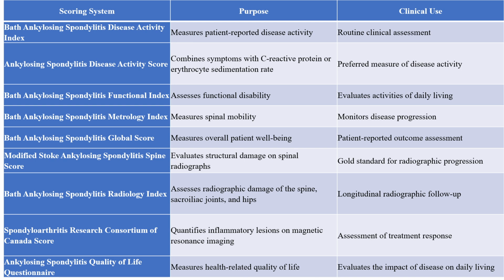The Bath Ankylosing Spondylitis Radiology Index measures radiographic damage across the spine, sacroiliac joints, and hips, while the Spondyloarthritis Research Consortium of Canada score measures inflammatory lesions on magnetic resonance imaging. Finally, the Bath Ankylosing Spondylitis Global Score captures the patient's overall perception of well-being, and the Ankylosing Spondylitis Quality of Life Questionnaire measures how the disease affects daily life. Together, these tools provide a broader picture of disease burden and treatment response.